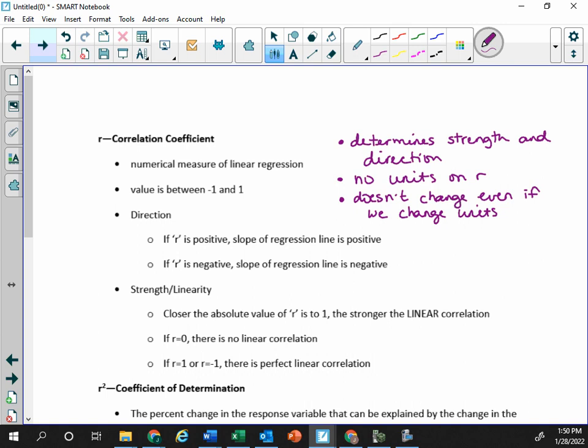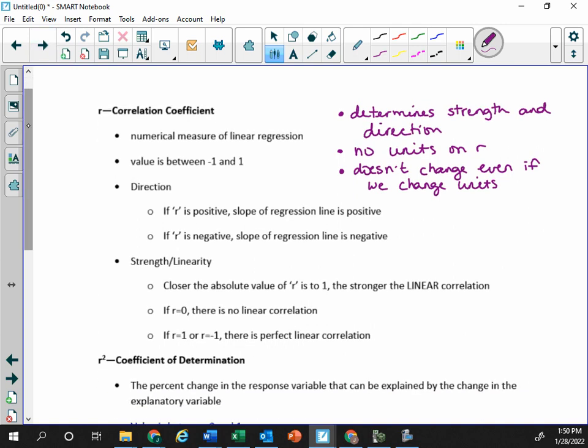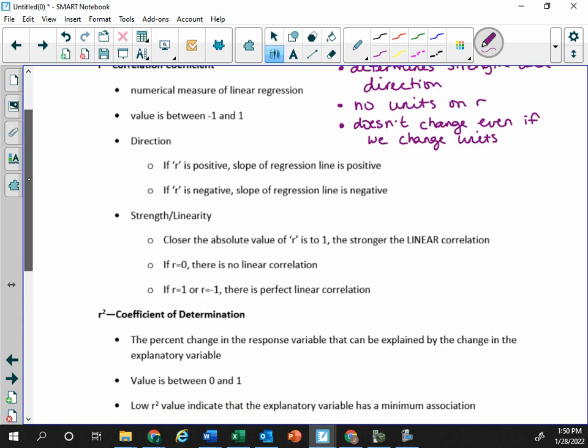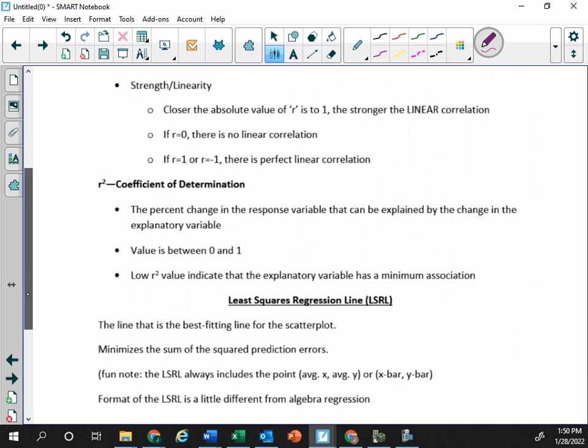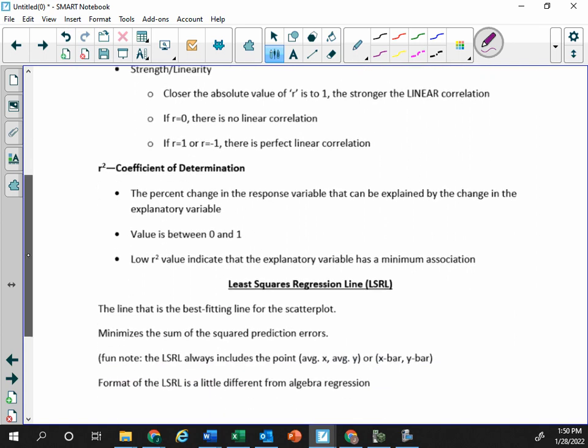Okay, the R squared coefficient, you find it by literally taking R and squaring it. Numerically, that's how the two are related. There's nothing weird there. But it tells us something a little different. It tells us the percent change in the response variable that can be explained by the change in the explanatory variable. I know that sounds weird with the wording.